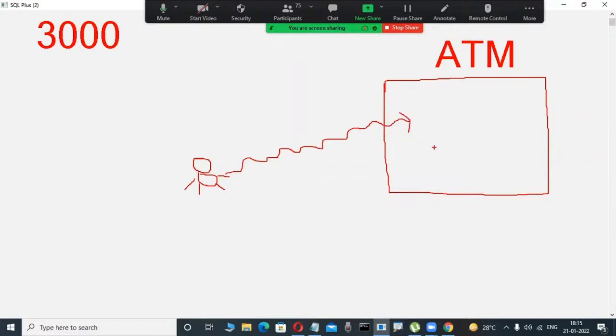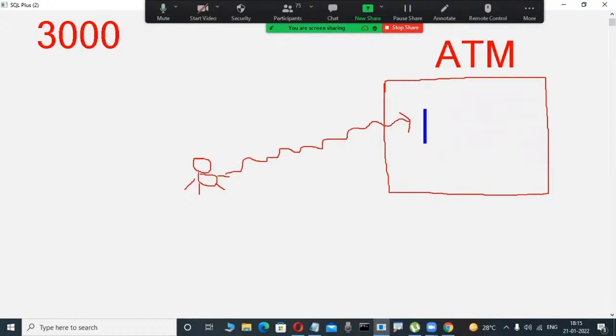For example, I'm inserting an ATM card. It will ask for a PIN number. I'm not checking the balance, for example. But unfortunately, my balance is how much? 3,000 rupees are there presently in my account. Now I decided to withdraw some amount. Okay, fine. But unfortunately, 3,000 is my available balance.